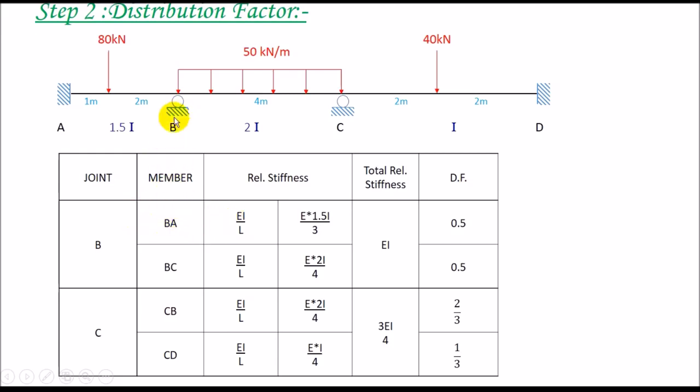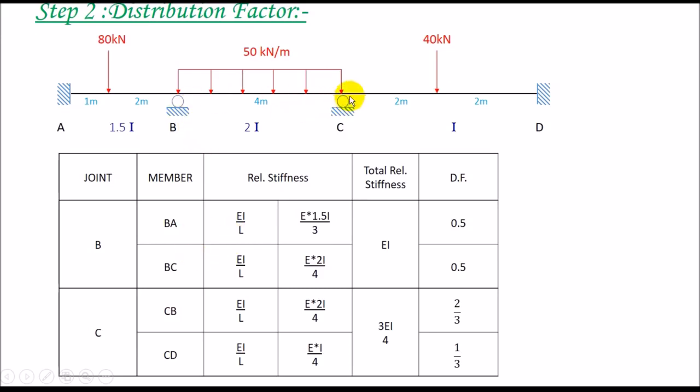When I consider my member BA, or when I consider my intermediate joint B, the far off end for BA would be A. This is called the far off end for member BA. For member BC, the far off end would be C. So if my far off end is fixed, my relative stiffness formula is EI by L. And if my far off end is hinged or pin jointed, that is, if suppose this was a roller or a hinge, then my relative stiffness formula would be 3 by 4 EI by L. Here we have fixed, so it is EI by L.